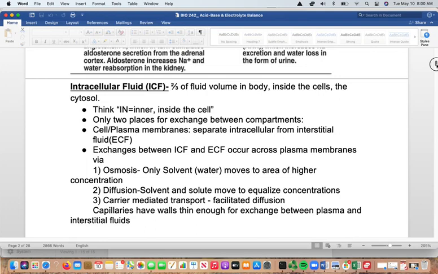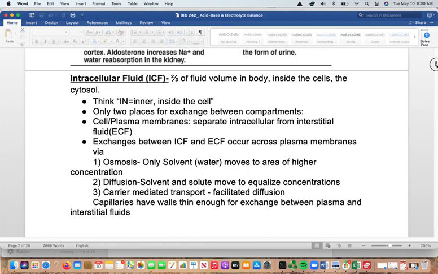Intracellular fluid is about 2/3 of the fluid volume. It's inside the cells. There's only two places for the exchange between the compartments. The cell plasma membranes will separate the intracellular from interstitial fluid.